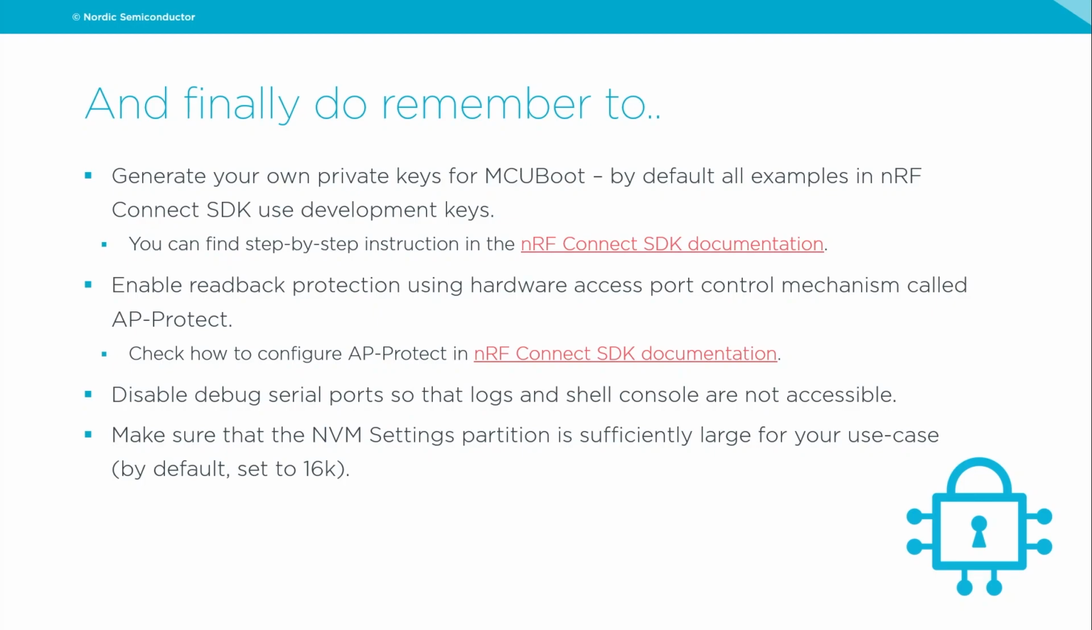Finally, Matter uses non-volatile memory settings to configure some dynamic parameters like network information or key counters. By default, all Matter samples are configured with 16K of flash memory for this purpose. If your application heavily uses non-volatile memory for other purposes, you may want to measure memory utilization and potentially increase the settings partition to reduce flash wear.